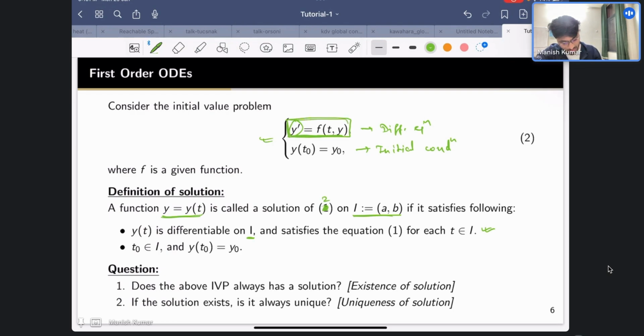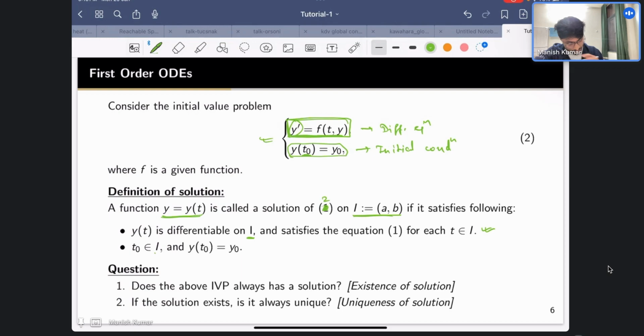The second condition is that the interval we are considering should contain the point t naught. So t naught should be in I, and y at t naught should be equal to y naught. This is the classical definition of a solution.